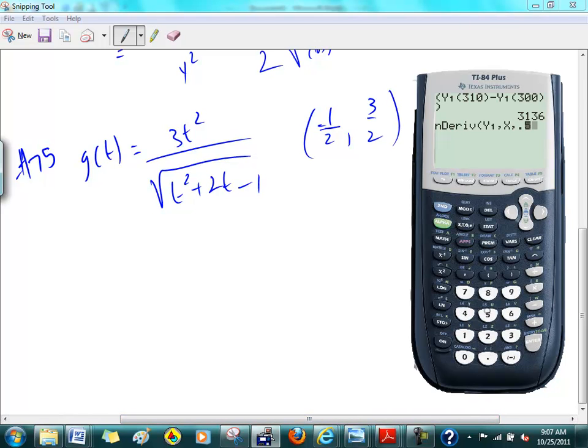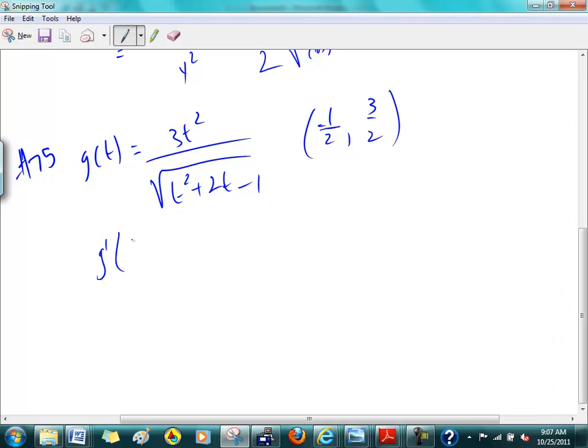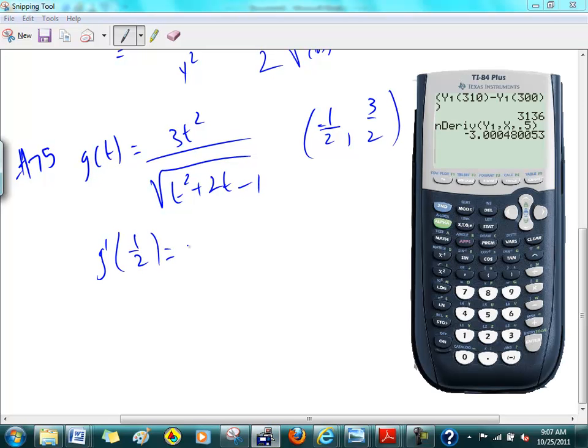Okay? And I get negative 3 point whatever. So it looks like it's negative 3. So G prime of 1/2 is, what did I say, negative 3?